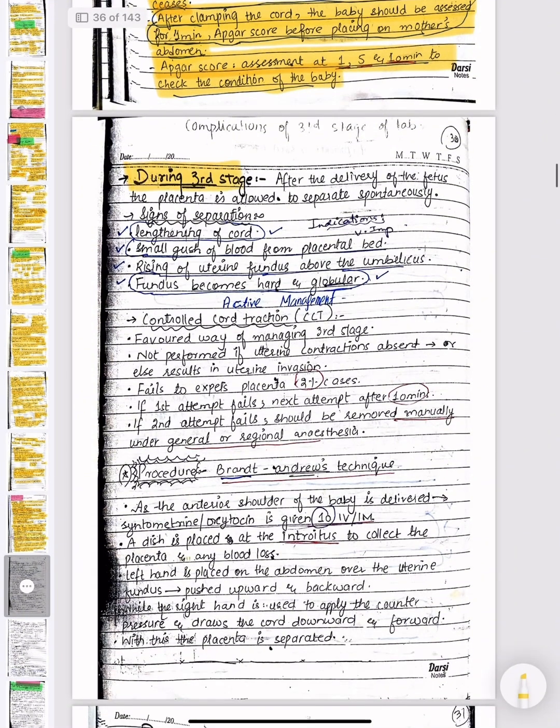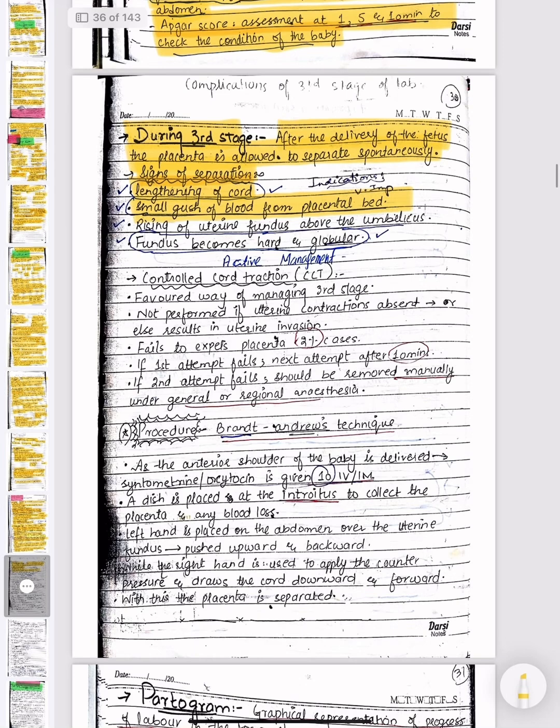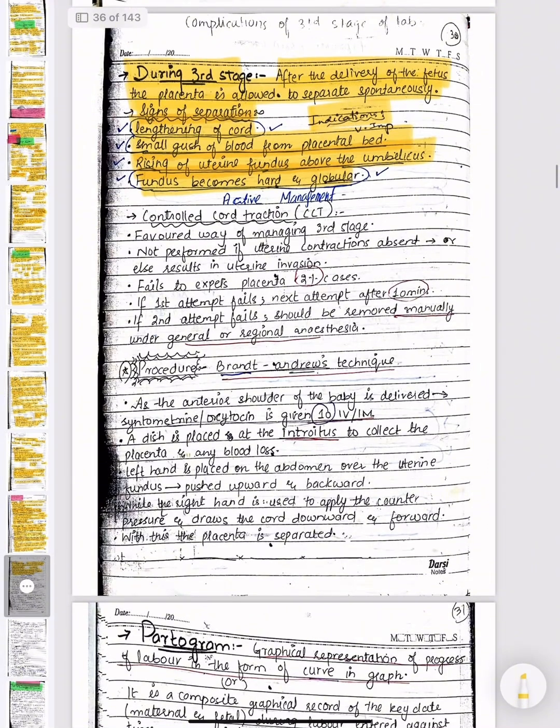Then during the third stage, after the delivery of the fetus, the placenta is allowed to separate spontaneously, and the signs of separation are lengthening of the cord, a small gush of fluid blood from the placental bed, and rising of the uterine fundus above the umbilicus, and the fundus becomes hard and globular. Then controlled cord traction is done.